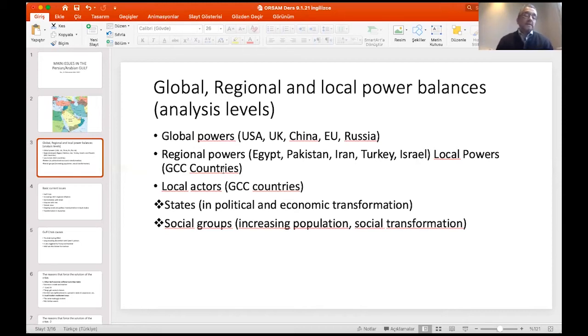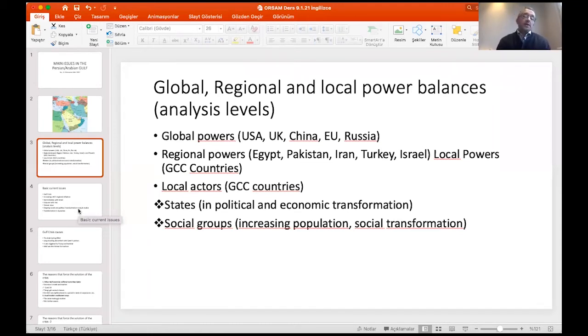at the state level, Gulf states, especially the GCC states, are experiencing a political and economic transformation. And we should look at their house of power, how kingdoms come and go. Then at the social level, there are some parameters, for example, increasing population and social transformation in terms of education, social media, employment, etc., and of course, in terms of women's issues.